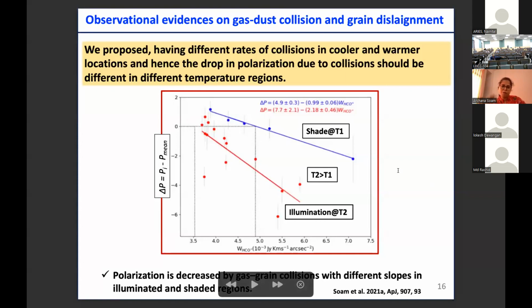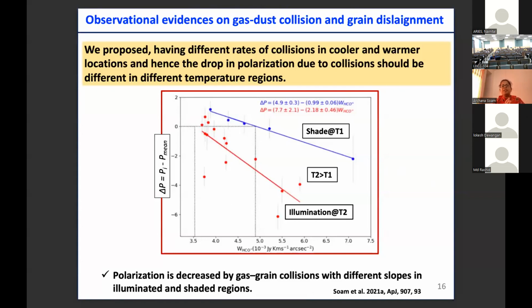The blue population is the population which is in the shade of the HCO+ clumps, and the red population is the population which is hit directly by the ultraviolet radiation from the gamma gas. What we see is that the slope of the blue population is shallower compared to the steeper slope of the red population. The temperature of the red population region was higher because it is directly hit by the radiation, and the blue population was a little cooler.